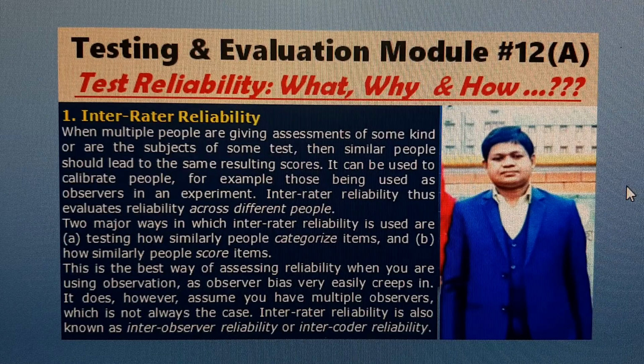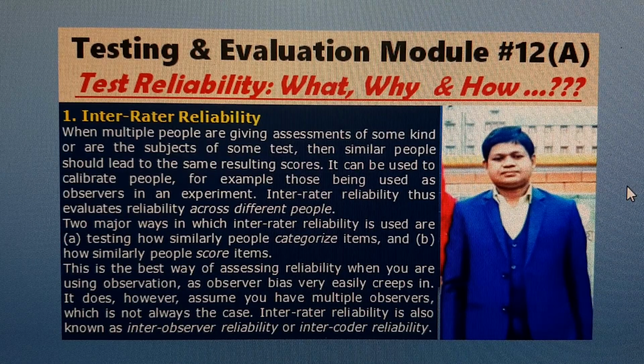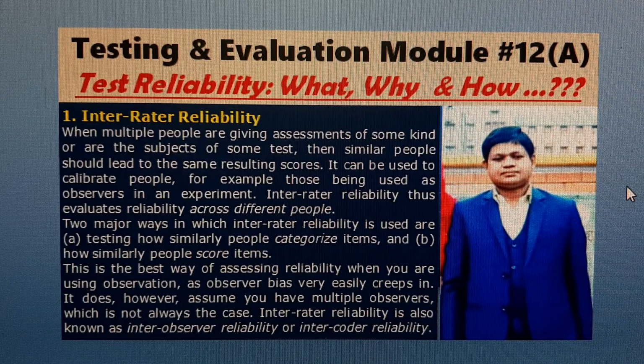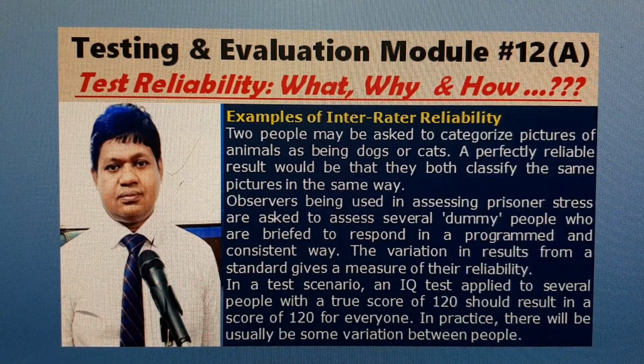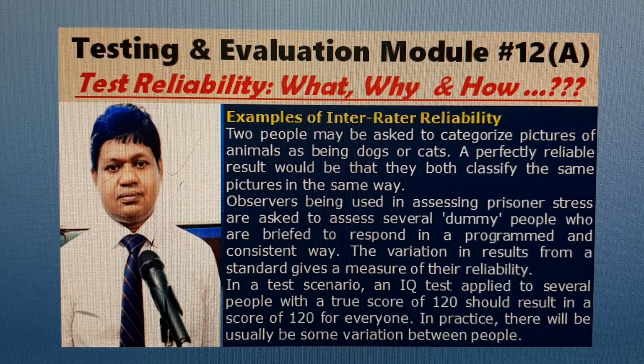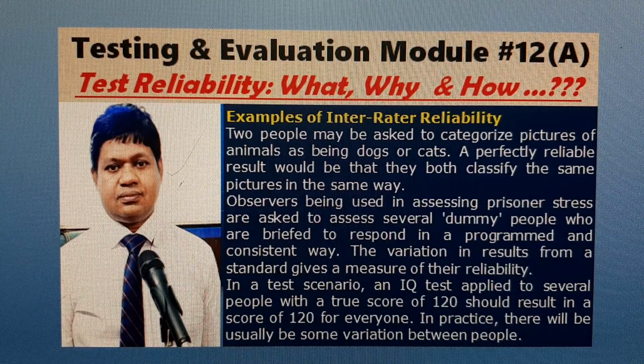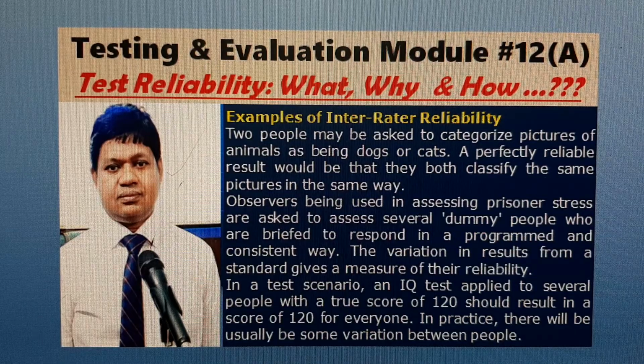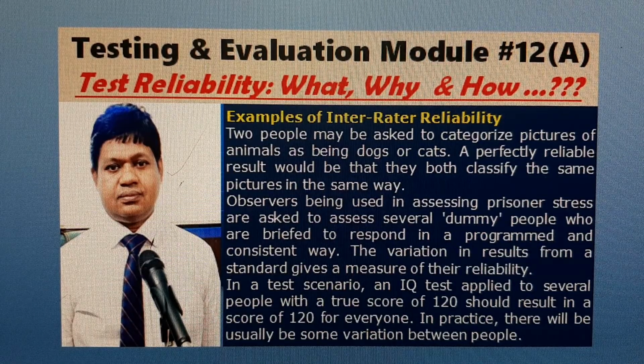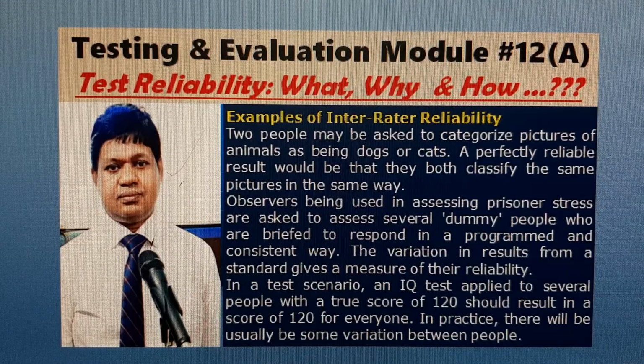Examples of inter-rater reliability. Two people may be asked to categorize pictures of animals as being dogs or cats. A perfectly reliable result would be that they both classify the same pictures in the same way. Observers being used in assessing prisoner stress are asked to assess several dummy people who are briefed to respond in a programmed and consistent way. The variation in results from a standard gives a measure of their reliability.